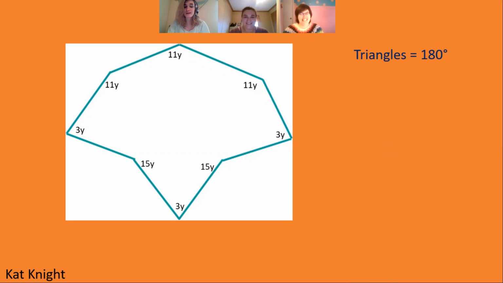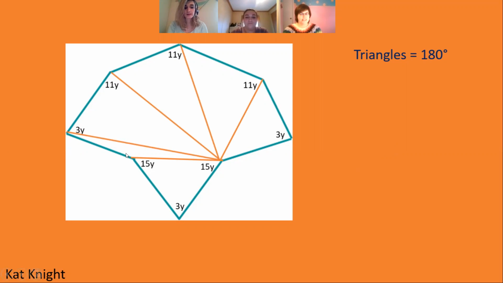So we all know that triangles equal 180. Again, remember, easy as pie, 180, triangle, pi. We got this. We like pi. Anyway, so now let's go ahead and break this down into triangles. We've got 1, 2, 3, 4, 5, and then this last one right here would be 6.